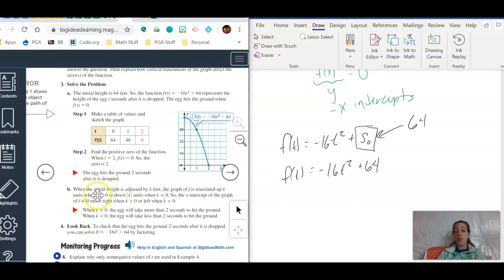Okay, so here's all the math words of everything we just said. If k is greater than 0, so if I add some height to my building, the egg's going to take longer. And if I subtract some height from my building, the egg's not going to take as long to fall. So really, when we're getting into these word problems, I want you to think about them logically and just as a human before you start to think about them totally mathematically. That's really going to help a lot.